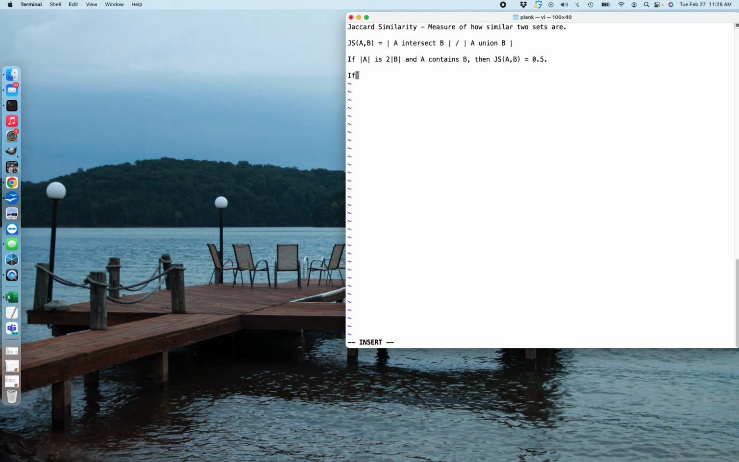Now also, if A and B have the same size and share 2/3 of their elements, then JS(A,B) also equals a half. A intersection B is 2/3. A union B is 4/3, right? Because each part has a third that the other part doesn't have. So you have the intersection, which is 2/3, plus the two parts that they don't have, which is 4/3. So 2 over 4 equals a half.